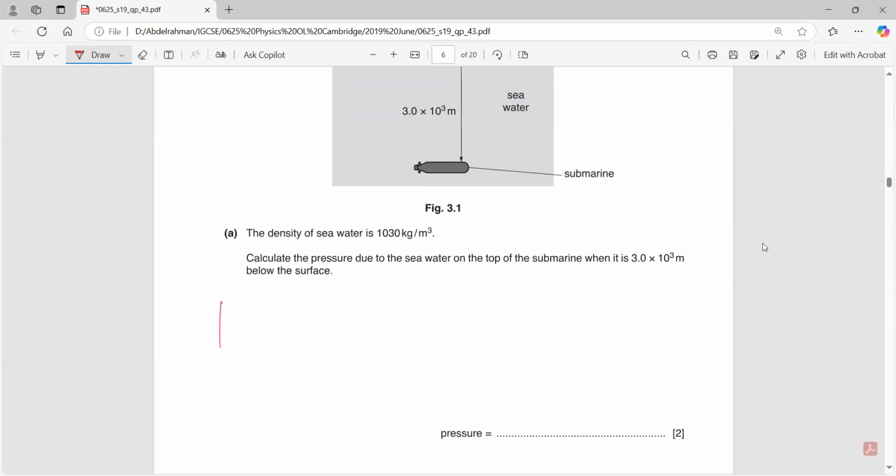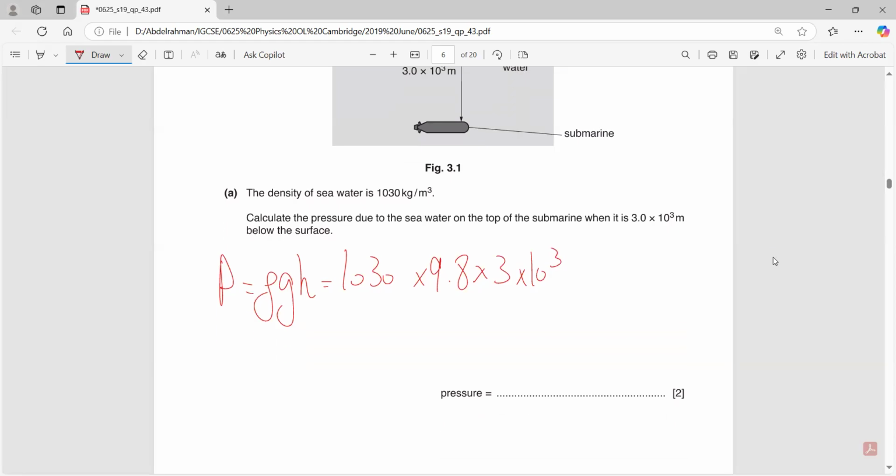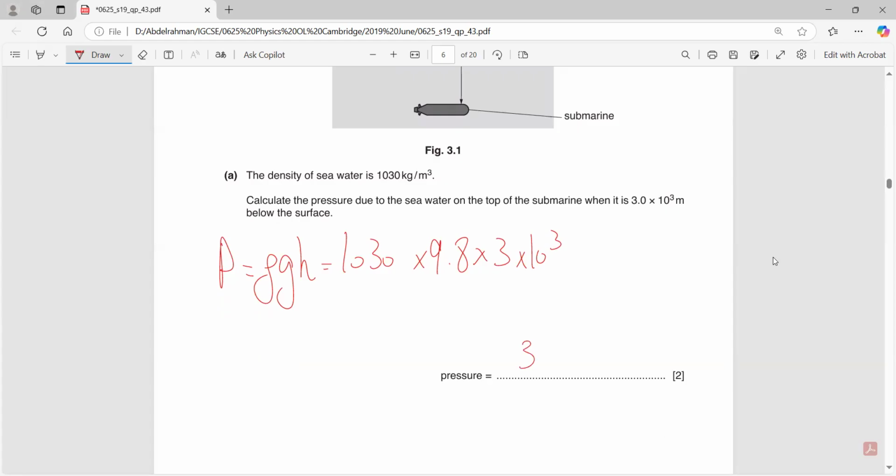Pressure equals rho g h. The density is 1030 times g, 9.8, times the depth, 3 times 10 to the power of 3 meters, 3000 meters. That's a lot. That is 30 million, yes, I was right. 3 times 10 to the power of 7 pascals, or 30 megapascals.